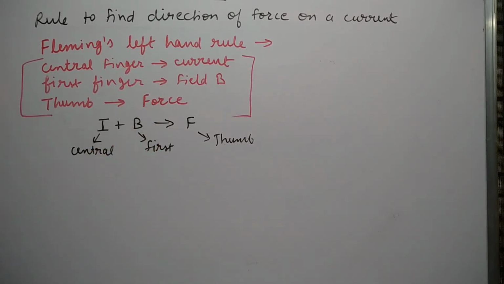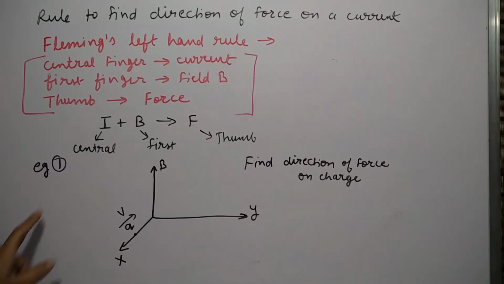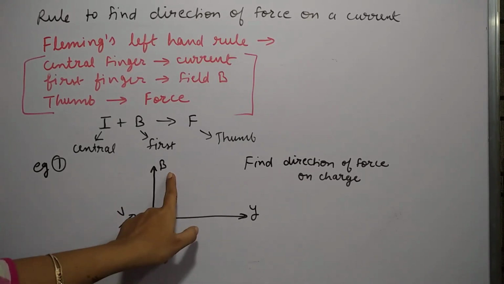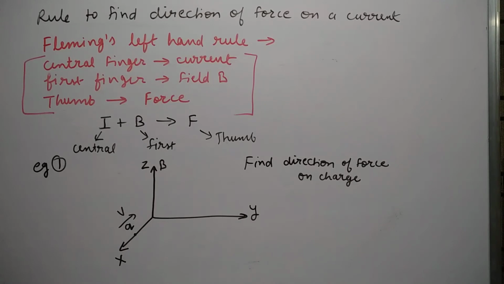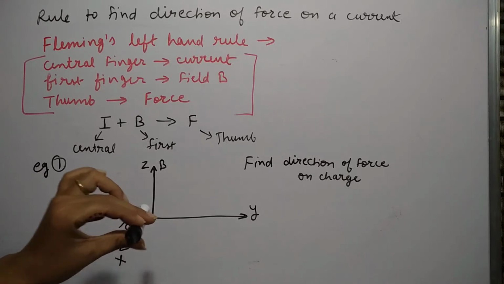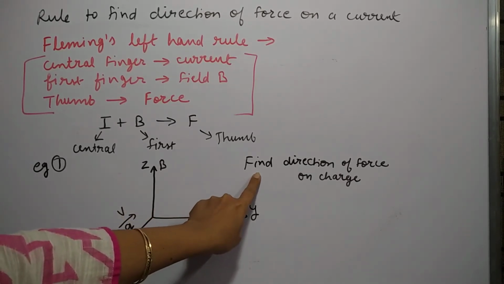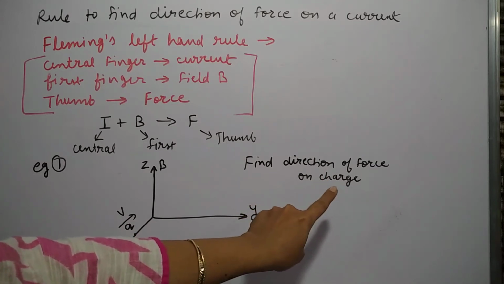Okay, I'll take a practice question now. You see we have this question. In this, the X, Y, Z axes are shown. This is the Z axis. One charge Q is moving this way in the board. This is the board plane YZ, and this X axis is perpendicular, coming out of the board. The charge is moving in the board. What are we asked? Find the direction of the force on the charge.